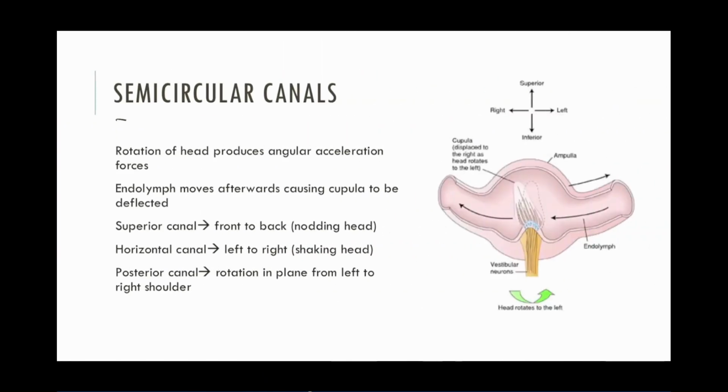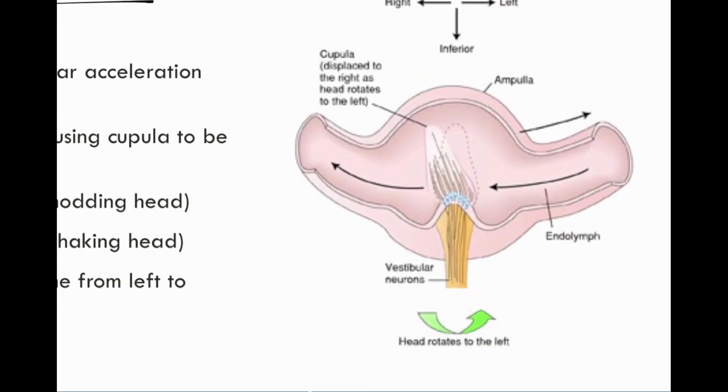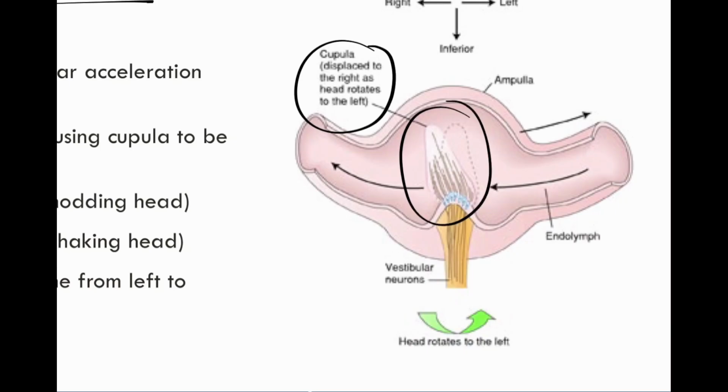The semicircular canals. These help with angular accelerations. Okay, in this case, we have this thing called a cupula, which, if you look inside, has all of the stereocilia there. They're all right there. So again, as it's bending in different directions, it tells you what angle you're going in.